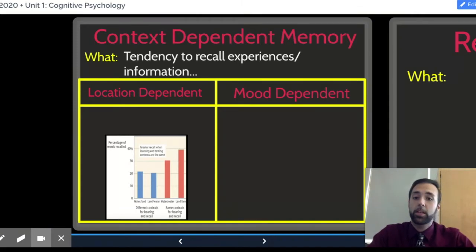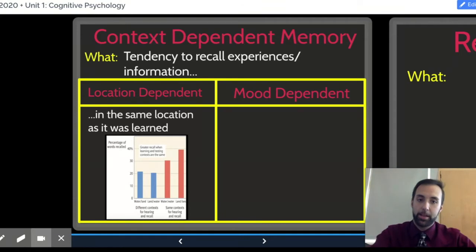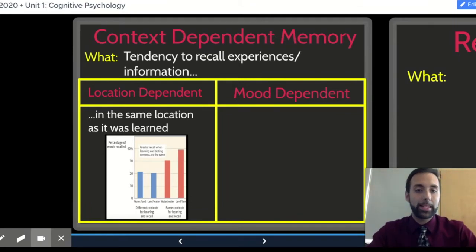The first is what we call location dependent. You might see this called location dependent memory. According to location dependent memory, research suggests that if you learn material in one place, you are more likely to retrieve and recall that information effectively if you do that task in the same place that you learned it. So for example, if you learn material in my classroom and take a test in my classroom, that congruent location is going to benefit your overall retrieval process. We call that location-dependent memory.